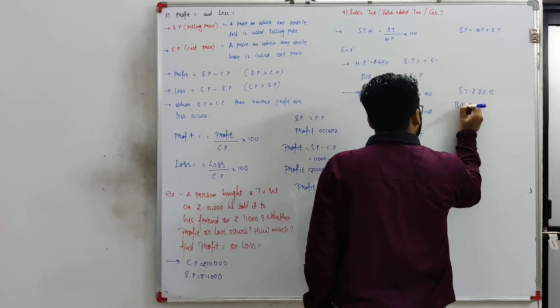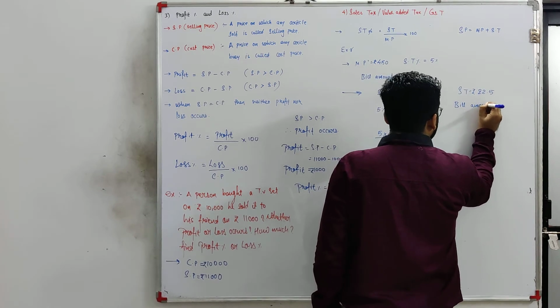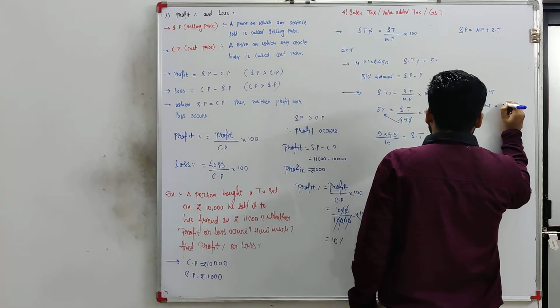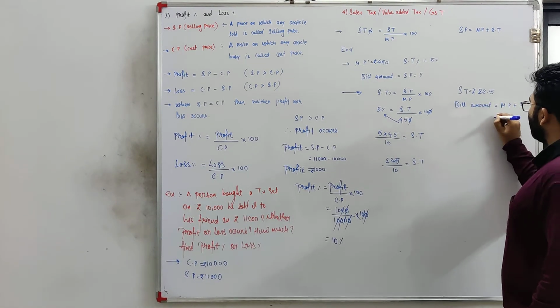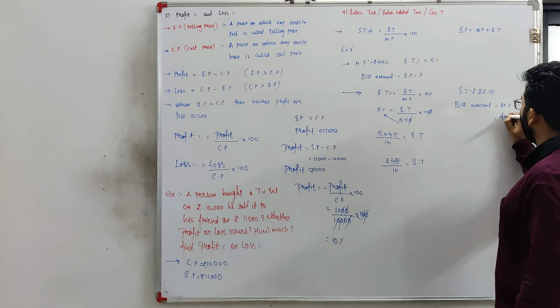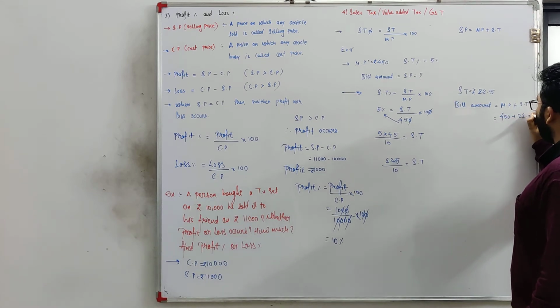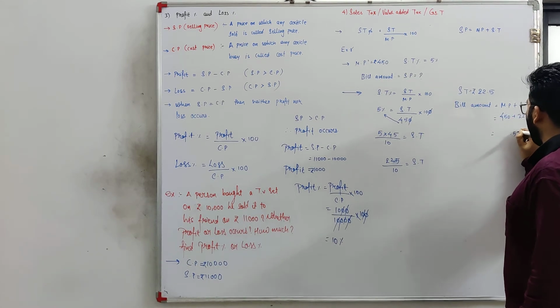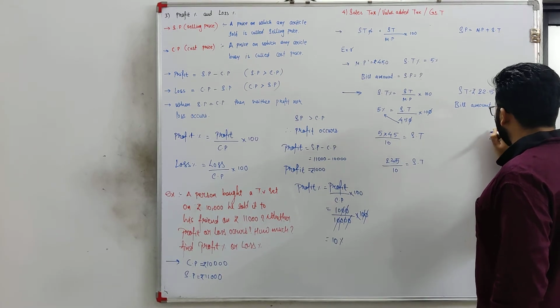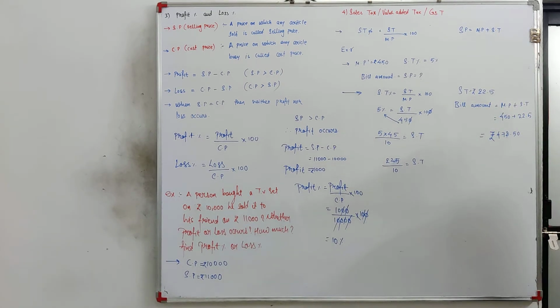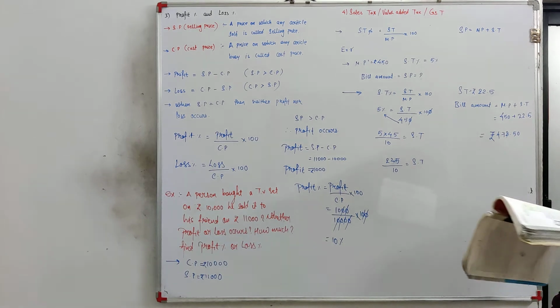We can say that the bill amount is equal to mark price plus sales tax. So 450 plus 22.5. So 0.5 means 50 paisa, and 472, it means rupees 472.50 is what it is, our selling price.